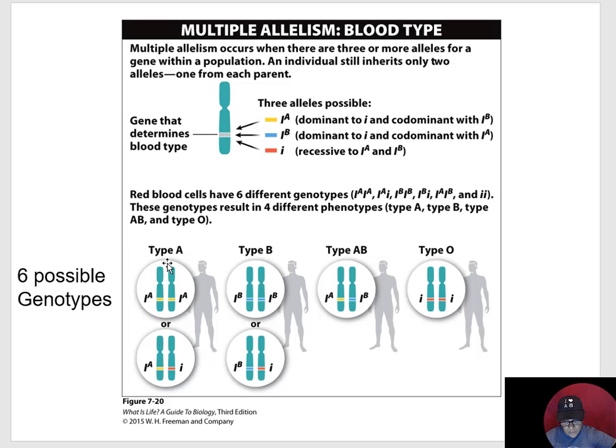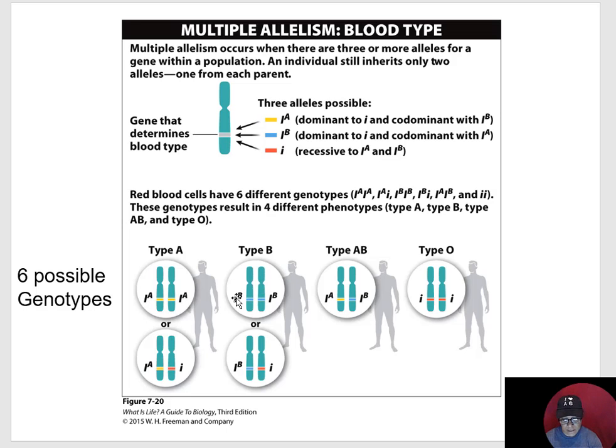So we can have someone with type A blood. If you have type A blood, you can either have AA or you can have AI. They're both going to express as type A. Why? Because I is recessive to both A and B. So if A is there, it's going to be expressed. So someone with type A blood could be either AA or AI.